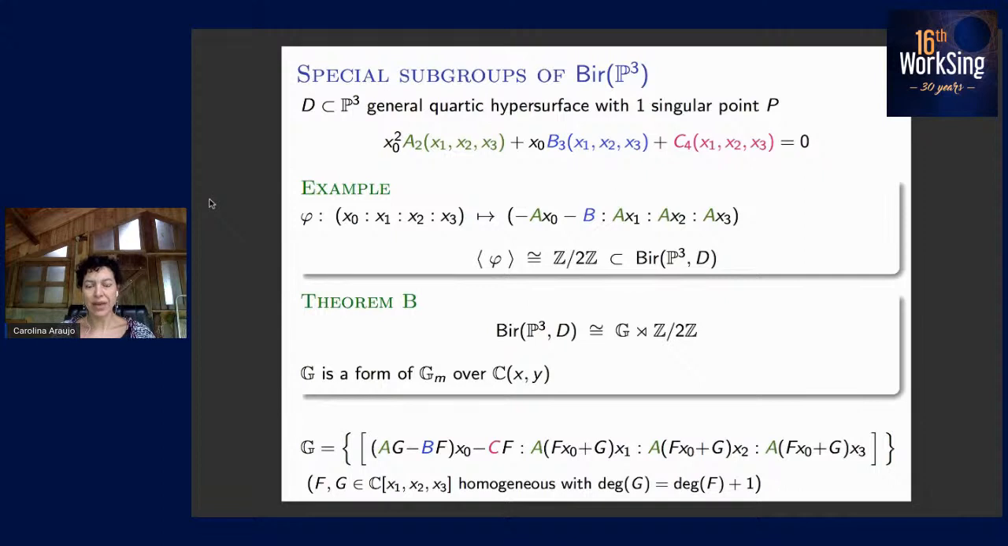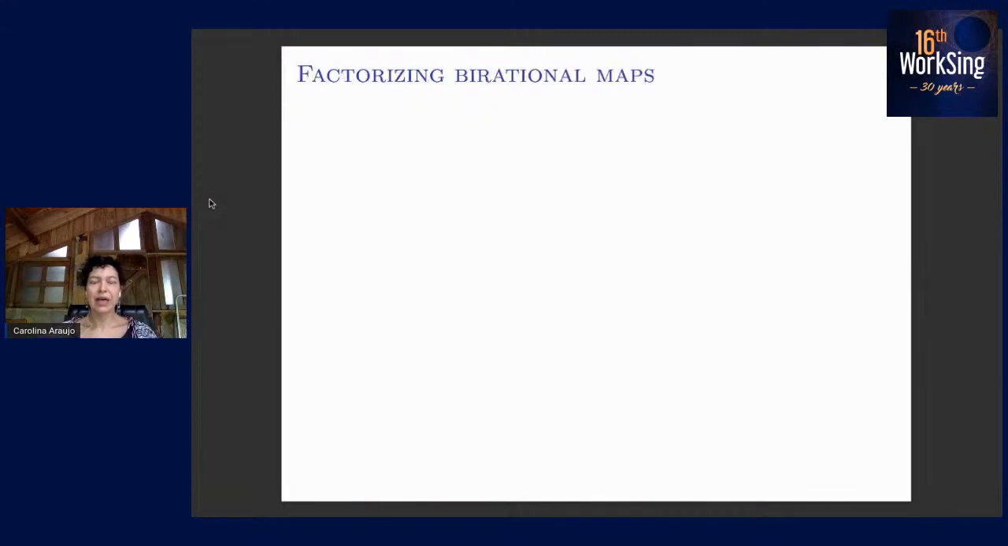We can write down explicitly all the elements in this group. So for instance, the elements in this normal subgroup G can be written in this way, where F and G are homogeneous polynomials satisfying this degree condition. Or you can also take G to be a constant and F to be zero, that also works. Okay, so now let me explain to you how we prove this theorem.